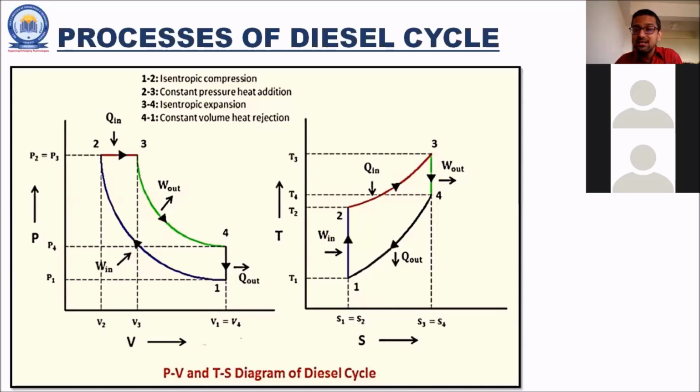Only the difference will be in the Otto cycle, the heat addition takes place at constant volume conditions, but in the diesel cycle, the heat addition takes place at constant pressure conditions. This is one of the most important points to be remembered in context of the Otto cycle and the diesel cycle. I hope you are understanding the concepts, all the students. I want your comments in the chat box if you are understanding the points.